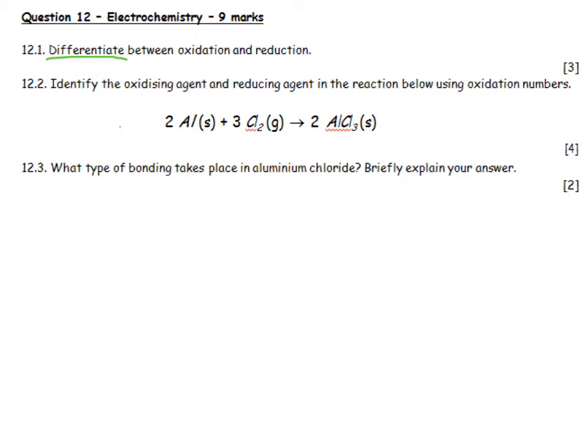Identify the oxidizing agent and reducing agent in the reaction below using oxidation numbers, which means I'm going to mark your oxidation numbers. Anything on its own is 0. Aluminium's in group 3, so it's +3. Chloride is in group 7, so it's -1. It does turn out to be 0 because there's 3 -1s and 1 +3 over there.